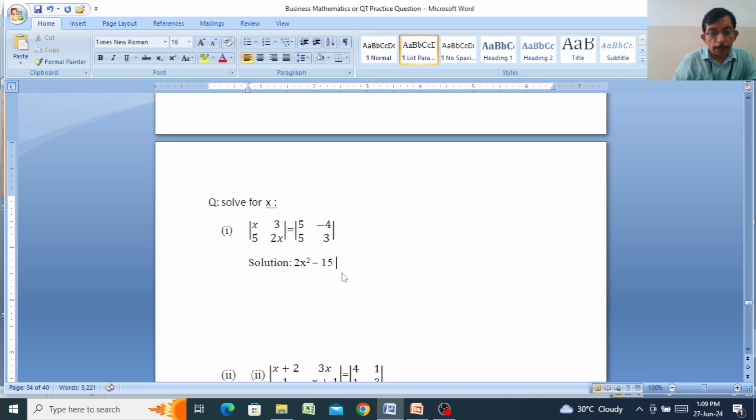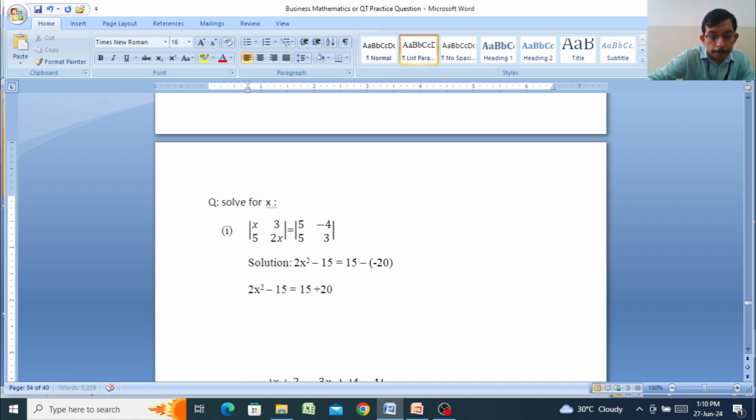2x square minus 15 is equal to, now the second determinant is also second order. The value of the determinant is the difference of the multiplication of the diagonal elements. 5 times 3 is 15, minus 5 times 4 is 20, minus 20. Now solve in the next step. 2x square is equal to 15 plus 20.